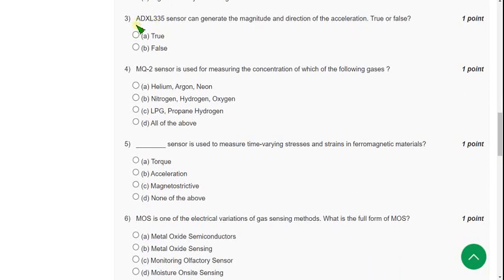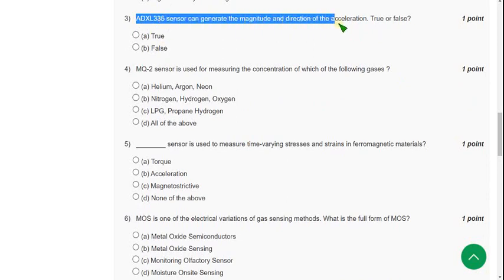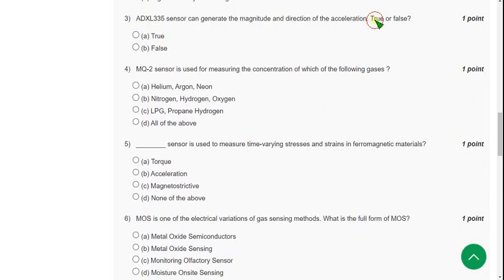Third question, the ADXL335 sensor can generate the magnitude and direction of the acceleration, true or false? For the third question, the answer is option A, true.